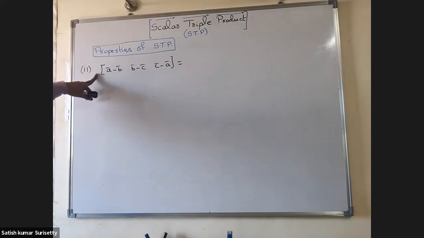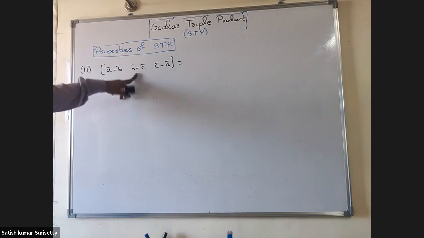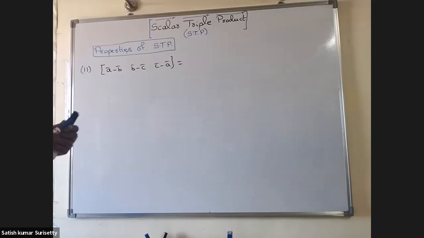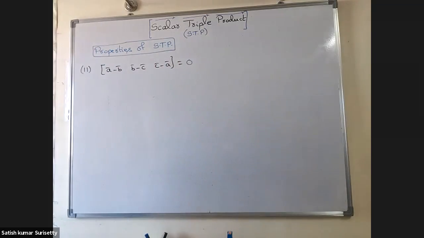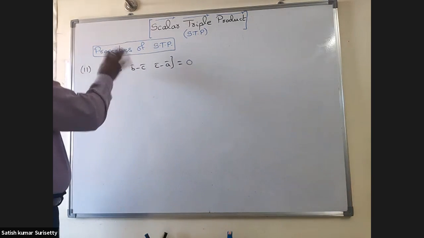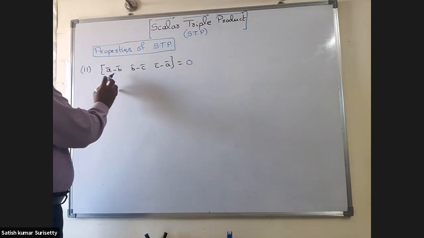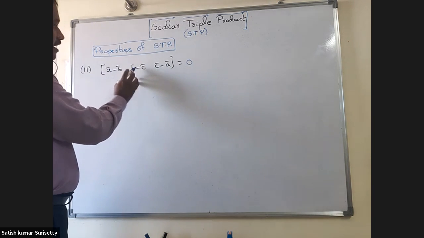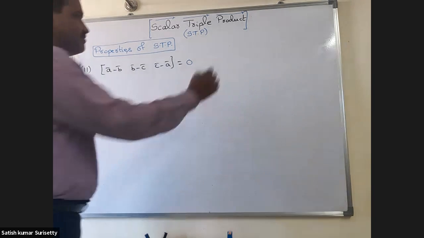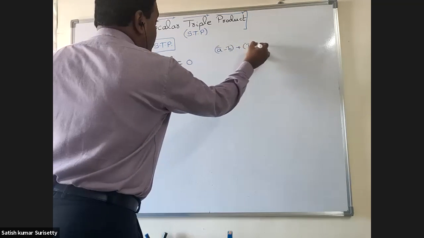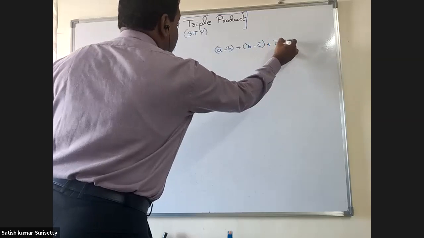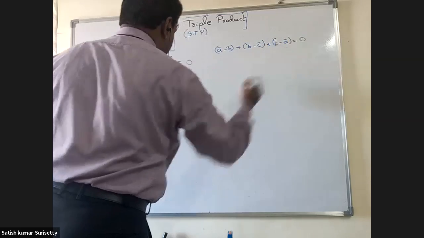So scalar triple product of A bar minus B bar, B bar minus C bar, C bar minus A bar is 0. You can prove this using determinant or using the expansion, the way you have done before. Another easiest method is to express one vector as a linear combination of the others. A bar minus B bar plus B bar minus C bar plus C bar minus A bar equal to 0.